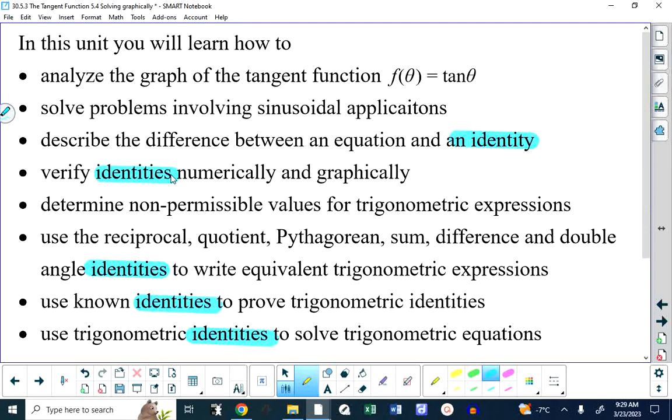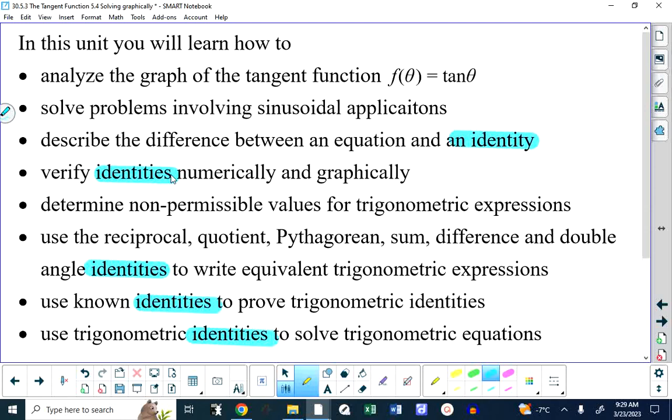We're going to be looking at the graph of tangent of theta. You know what y equals sine of theta looks like. Starts at the origin, goes up and down, and repeats every 2 pi. You know what y equals cosine of theta looks like. It starts up at 1 and goes down, down, up, up, and repeats every 2 pi. We're going to learn what tangent of theta looks like.